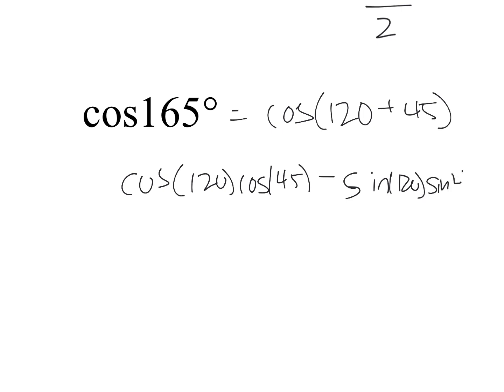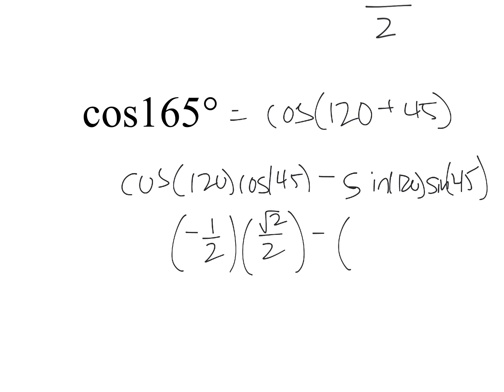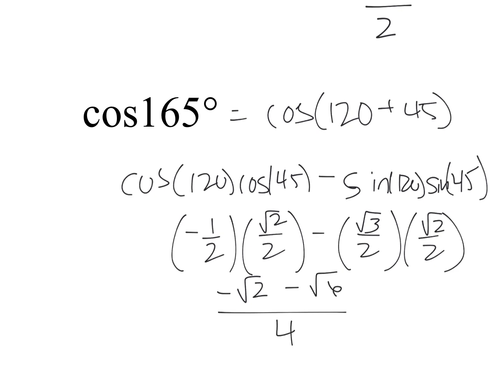Sine of 45. And so cosine of 120 is negative 1/2, that was right there. Cosine of 45 is root 2 over 2, minus sine of 120, which is positive root 3 over 2, times root 2 over 2. And so I end up with this, negative root 2 minus root 6, all over 4, is my final answer.